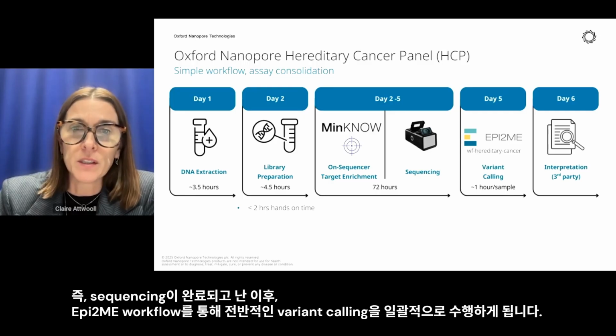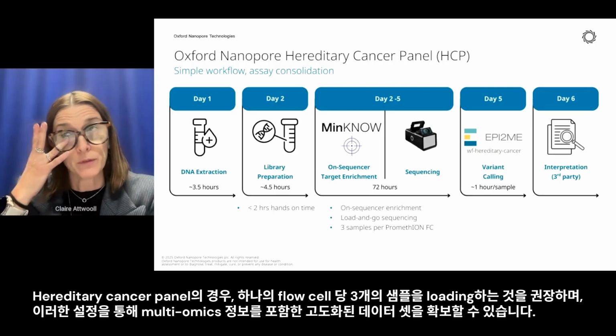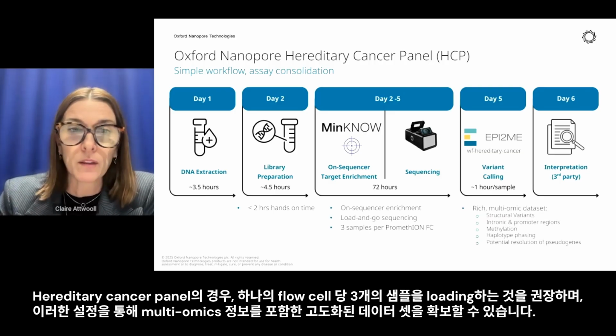And then we have the Epitome workflow that can do all of our variant calling. We're running 3 samples per flow cell for the hereditary cancer panel. We recommend 3 samples per flow cell. And then you get this rich multi-omic data set out.